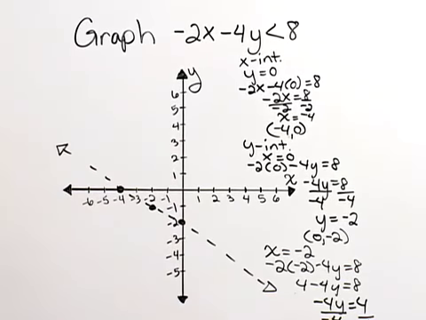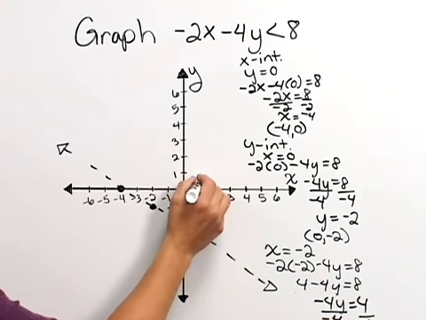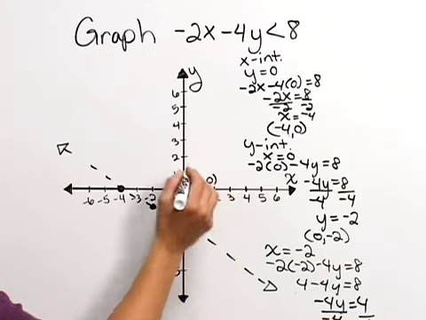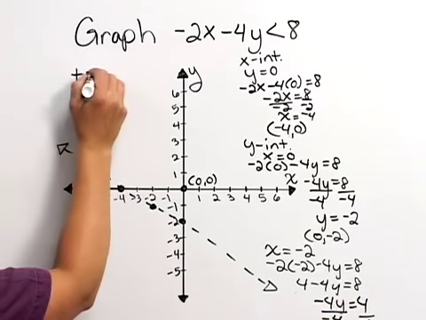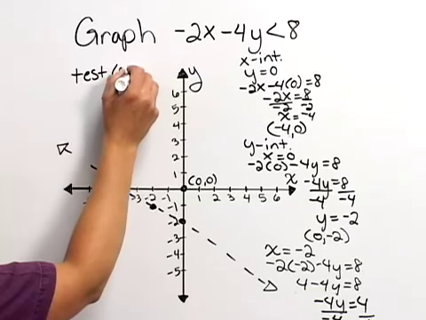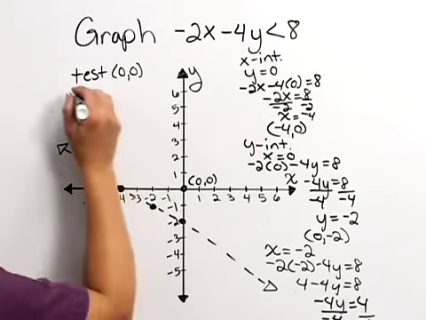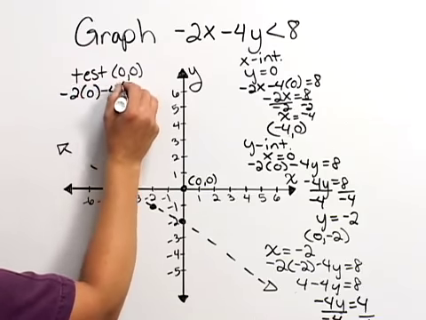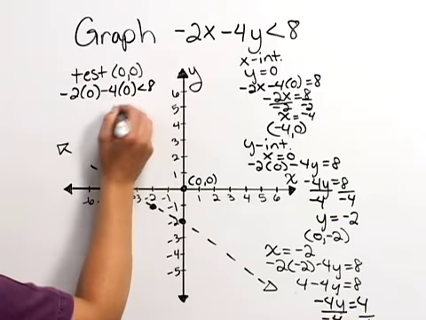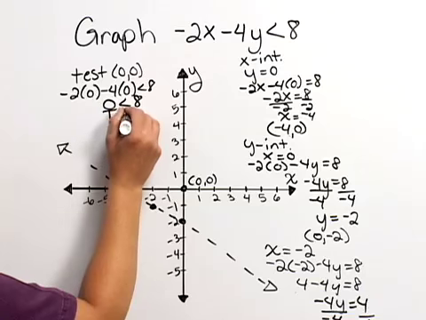Now I need to test a point to determine where I shade. How about if we use the origin, which is 0, 0? That's the easiest to plug in. So we're going to go ahead and test out the point 0, 0 to see if it makes that equation right here true. So that's negative 2 times 0 minus 4 times 0 less than 8, which ends up being 0 less than 8. And that's true.